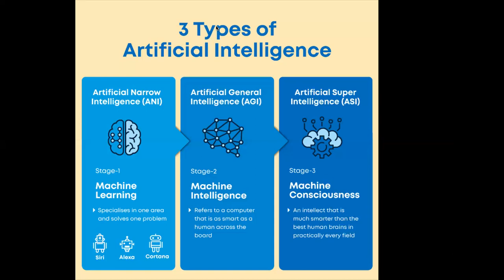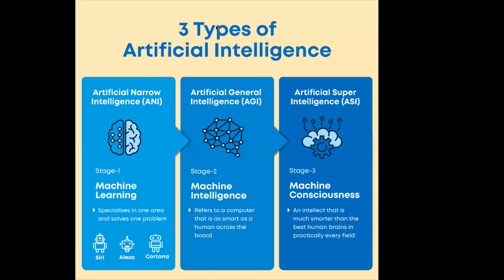Now the next one, stage two, is artificial general intelligence. This one is as smart as the human brain and can do whatever the human being wants to do. For example, we have these human-like robots that perform sweeping, listening, memorizing, and a whole lot. They perform the same actions as humans, so they are at the same level as the human being, and they are called stage two, or machine intelligence, or artificial general intelligence.